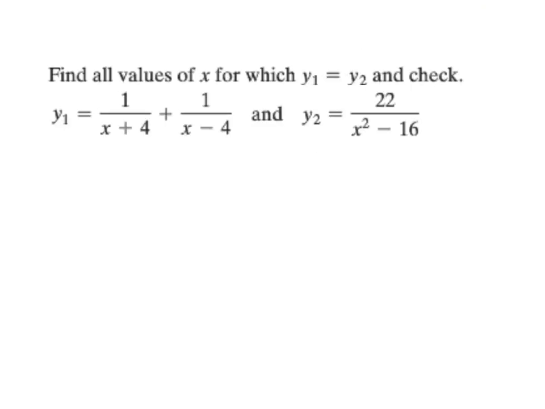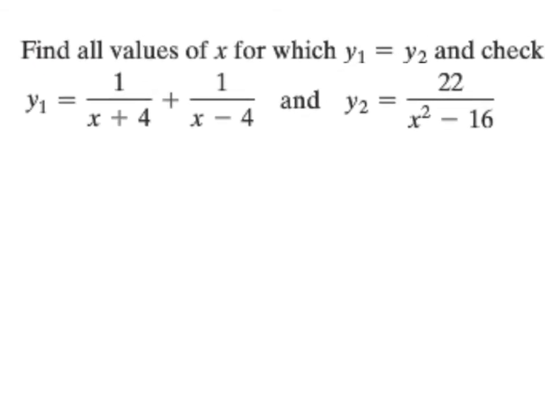All right, so on this next page, what we want to do is find all values of x for which y sub 1 is equal to y sub 2 and check. Okay, so y sub 1 is equal to 1 over x plus 4 plus 1 over x minus 4, and y sub 2 is equal to 22 over x squared minus 16. So what I want to do is set those two things equal to each other.